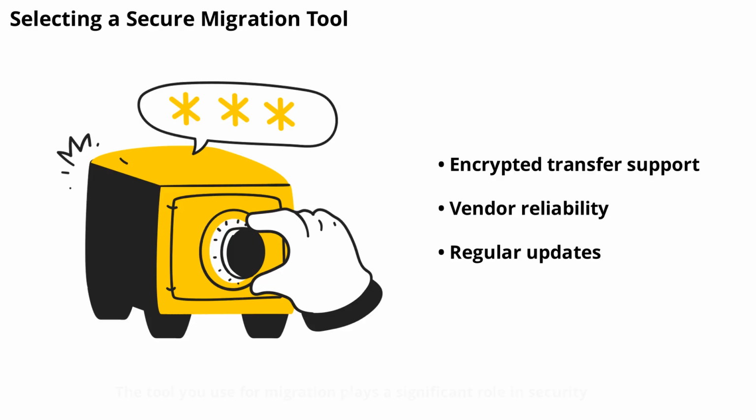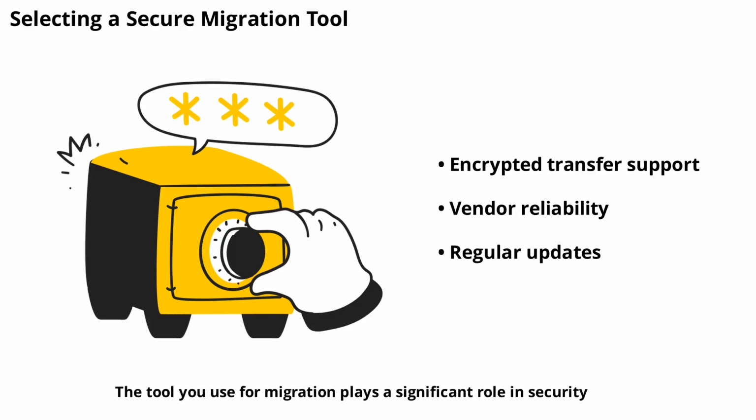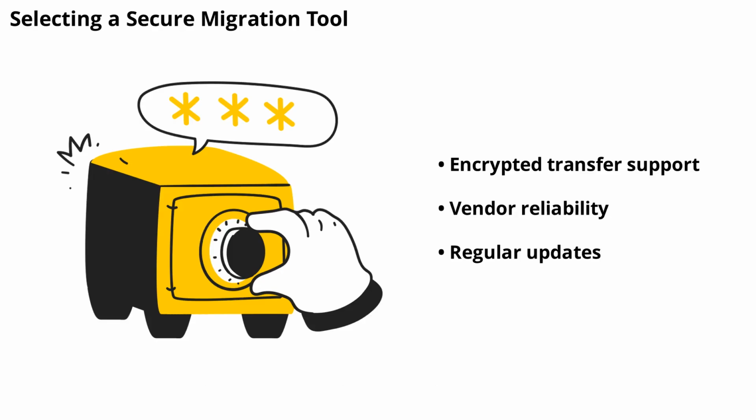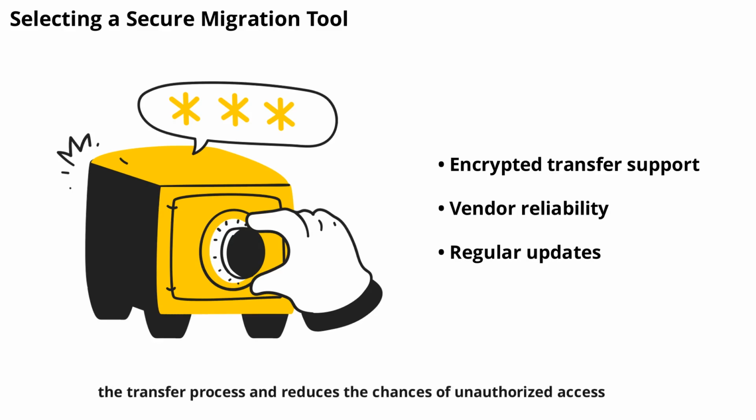The tool you use for migration plays a significant role in security. Choose a migration tool that supports encrypted transfers and has a proven track record. Check for vendor support, regular updates, and positive user feedback. Avoid using unverified or outdated tools, as they may expose your data to unnecessary risks. A secure migration tool helps protect your data throughout the transfer process and reduces the chances of unauthorized access.